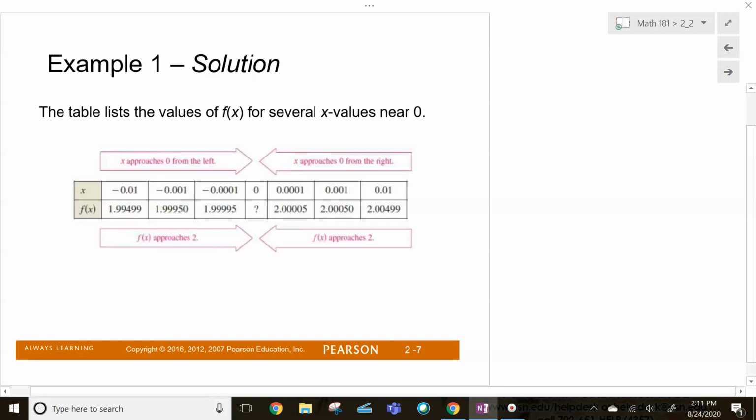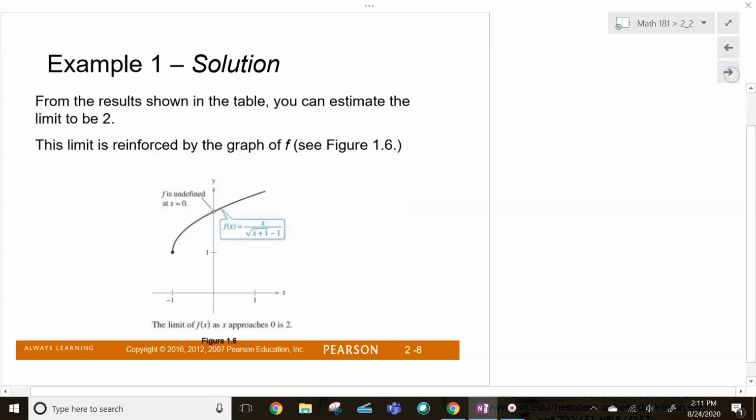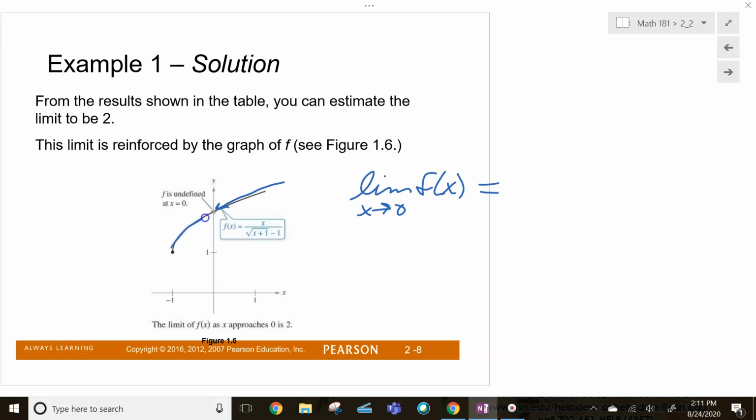In fact, here's a picture of it right here. We've got a hole right there. So the question is, as I approach from both sides, I'm trying to look at this limit as I approach an x value of 0. So as I pick functional values closer and closer from both sides, do they agree on a y value? If so, what is the y value?